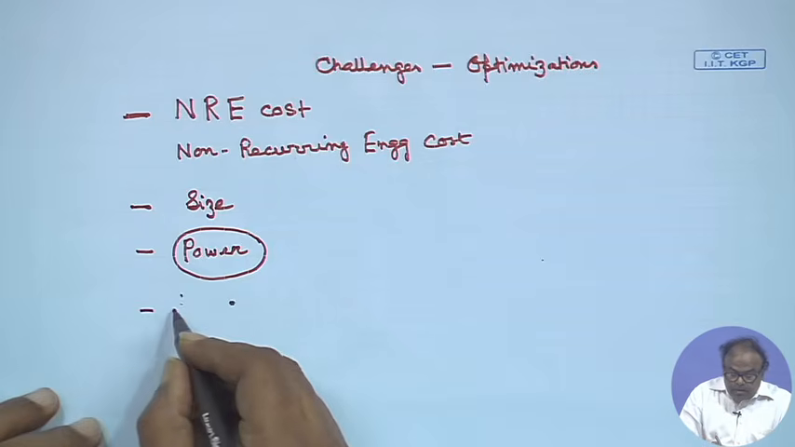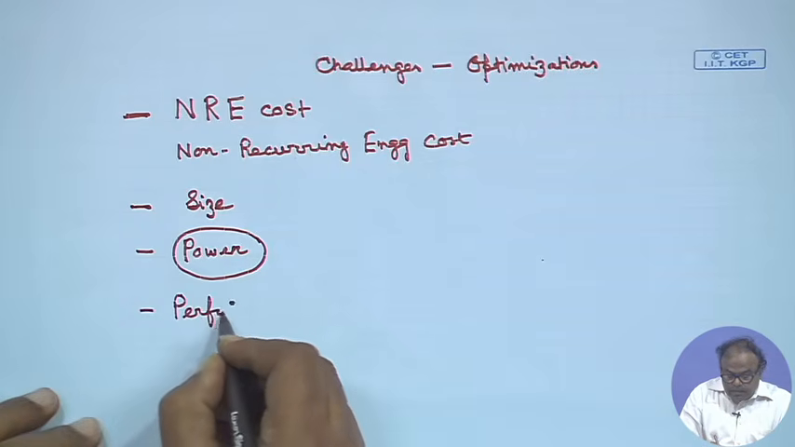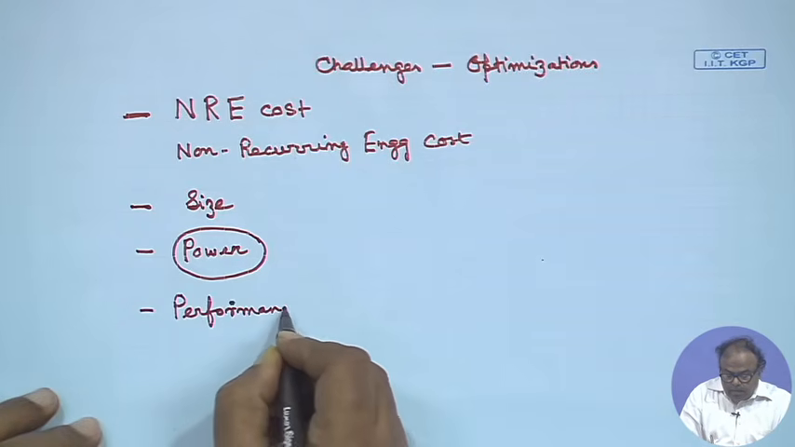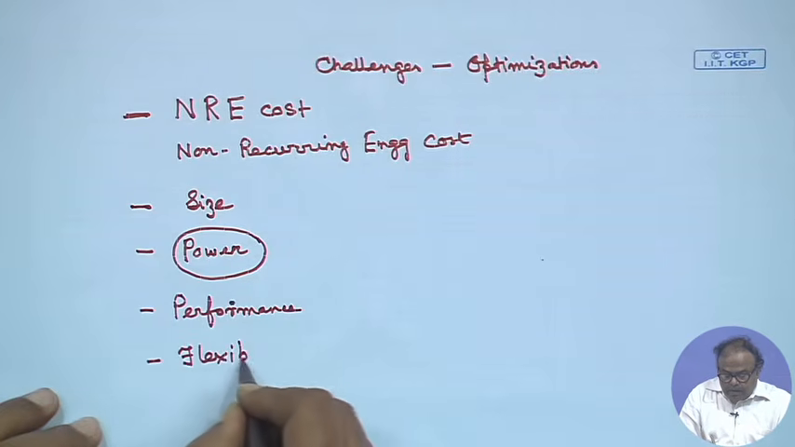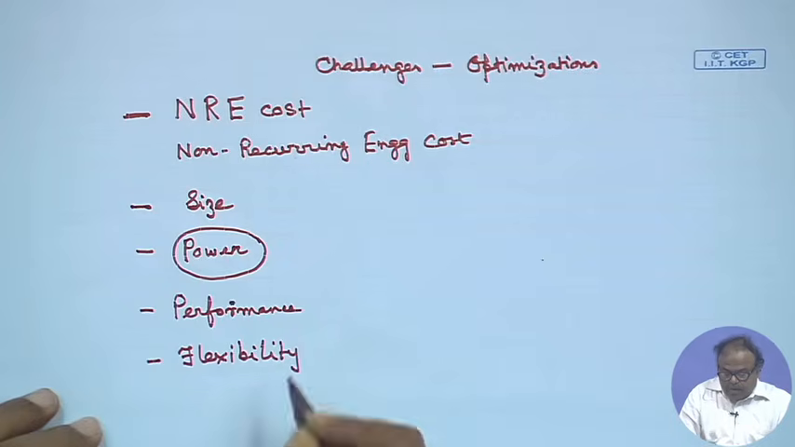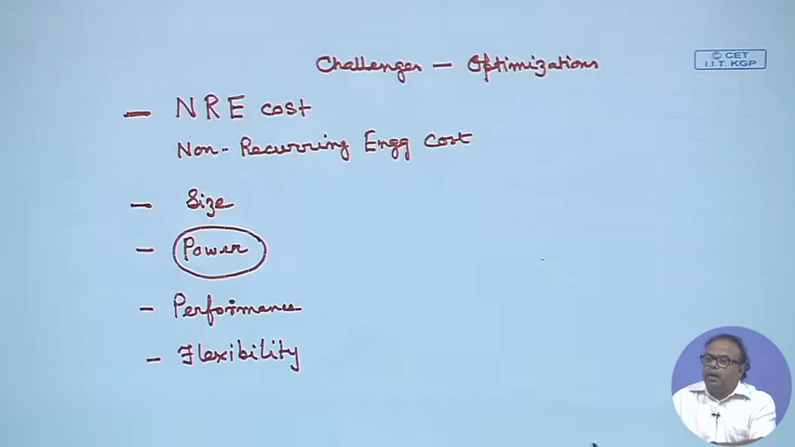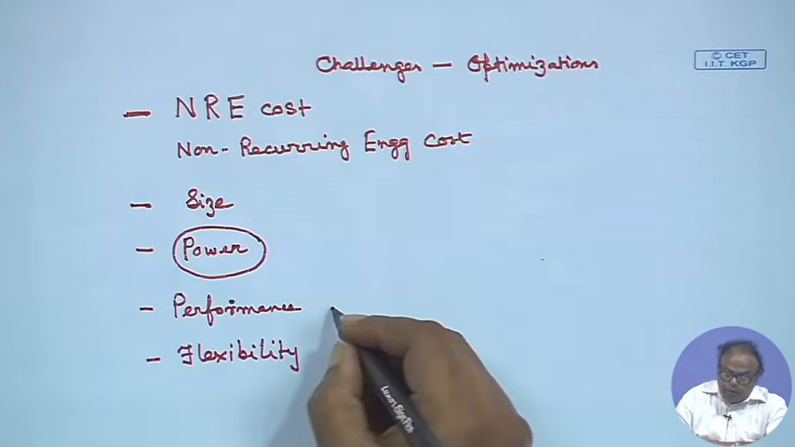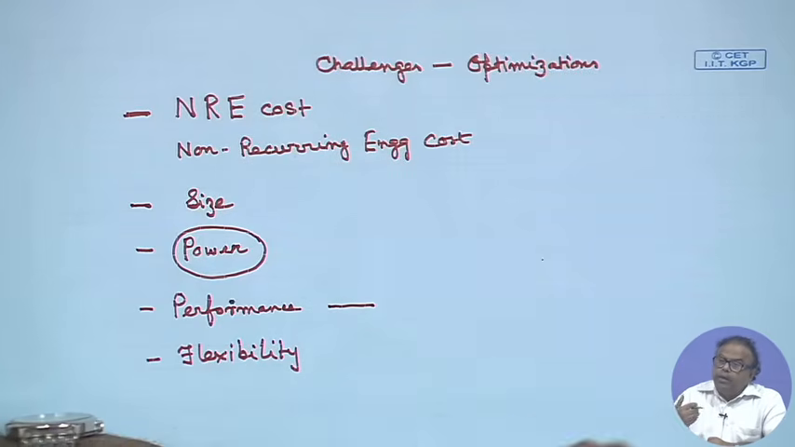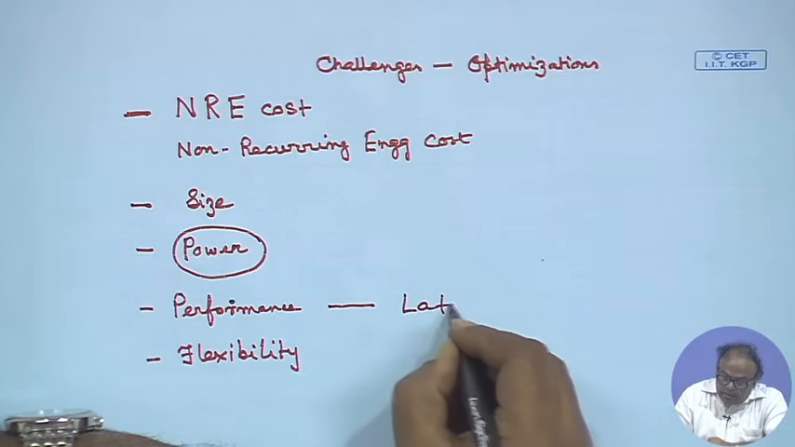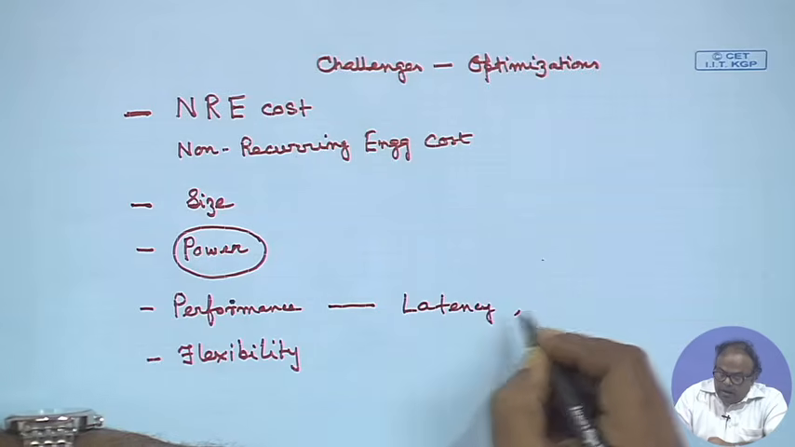The performance, and flexibility. What do I mean by performance? Performance means, in regard to time, how fast does it work. For example, it can be latency, it can be throughput.